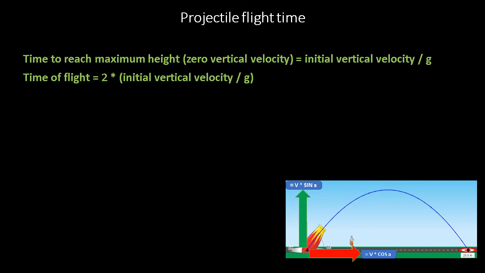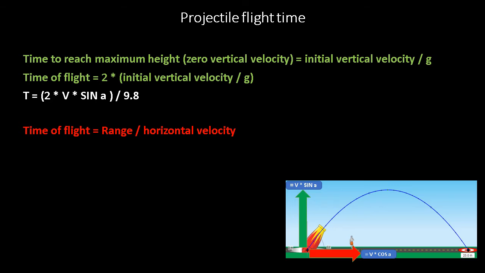Now let's put that in some mathematical form. T equals 2 v sine A divided by 9.8. Now if we get the time of the flight from the horizontal axis, it's much easier. Time of the flight equals the range divided by the horizontal velocity.